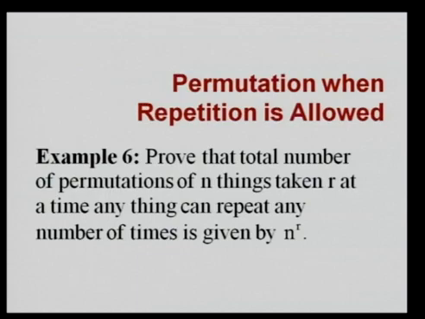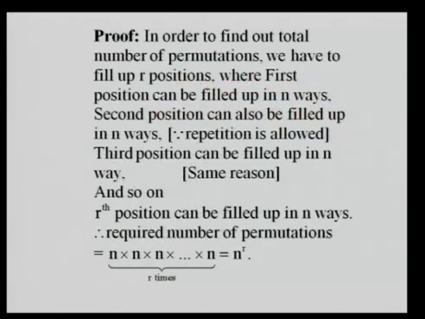Next, permutations with repetition allowed. Prove that total number of permutations of n things taken r at a time, where things can repeat any number of times, is given by n to the power r. This is the general result. Let us prove this result.